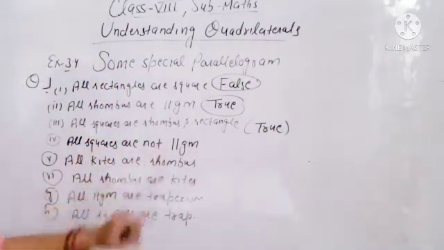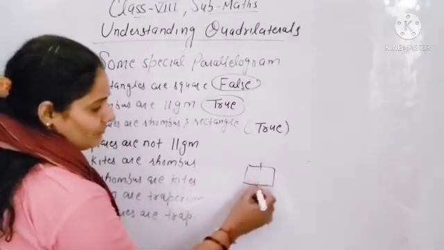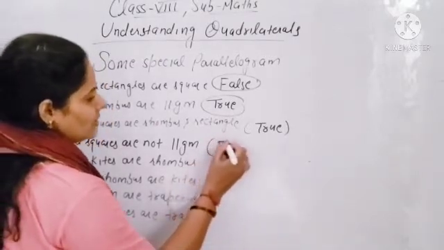All the squares are not parallelogram. Squares will always be parallelograms, because in a square all the sides are equal, so opposite sides will also be equal. So this is a false statement.